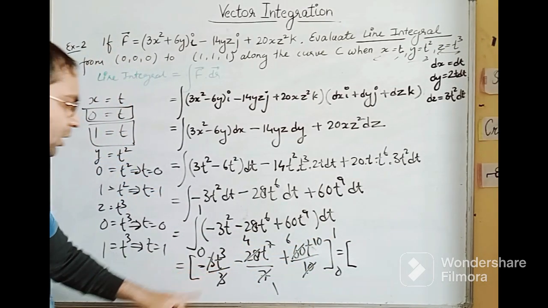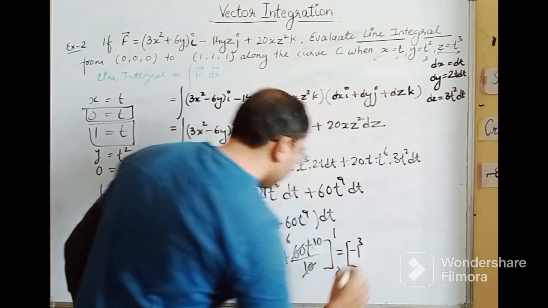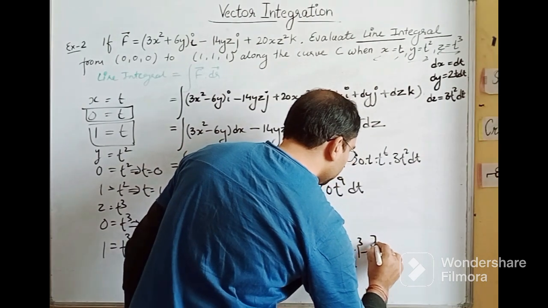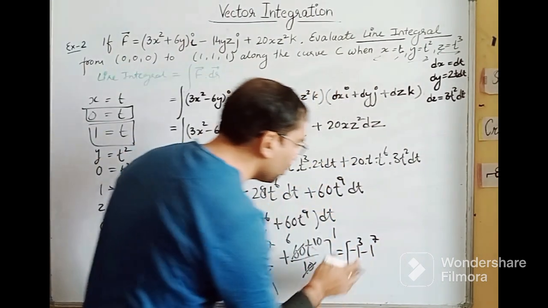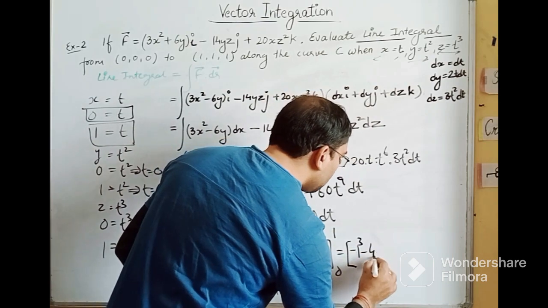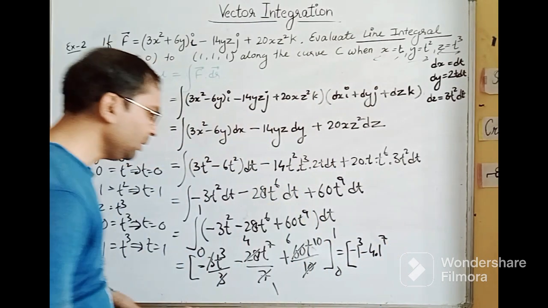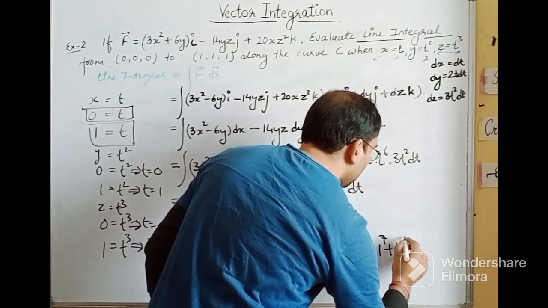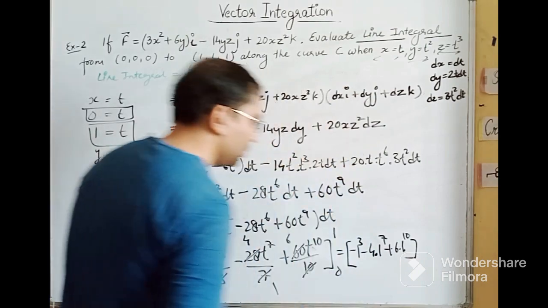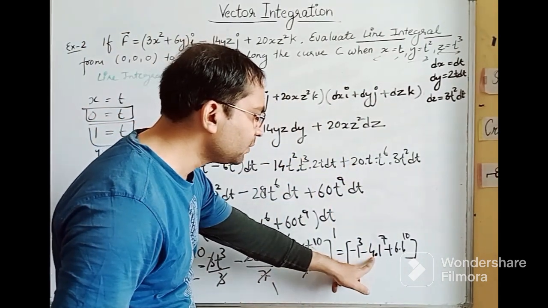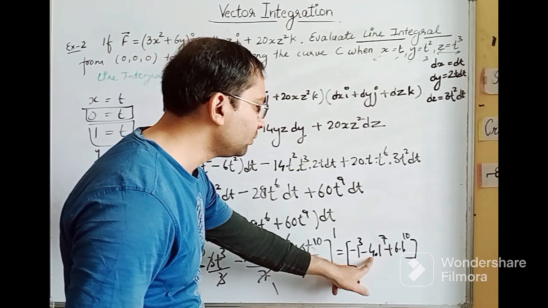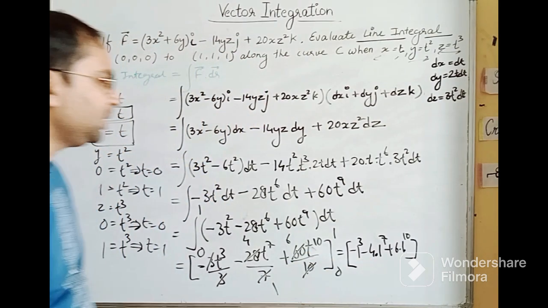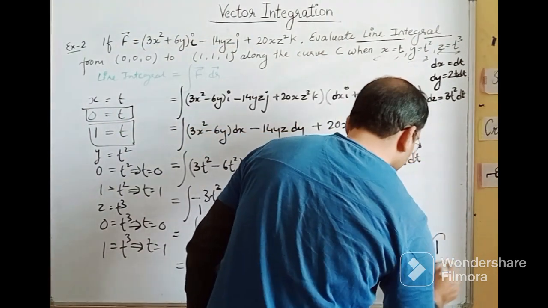Once we substitute 1, this will be minus of 1 cube. Then in this case, this will be minus of 1 to the power 7. And here we also have a 4, so this is minus of 4 dot 1 to the power 7. And lastly, we have 6, so this is plus 6 dot 1 to the power 10. So now we have minus 1 and minus 4 and plus 6. Minus 1 and minus 4 will be minus 5, and minus 5 plus 6 will be 1.